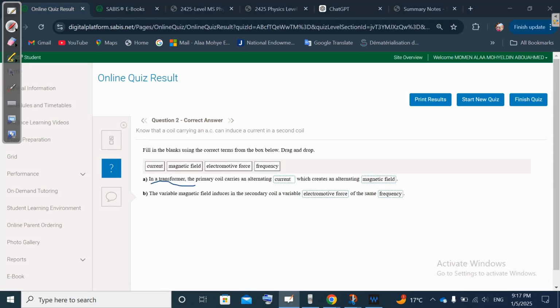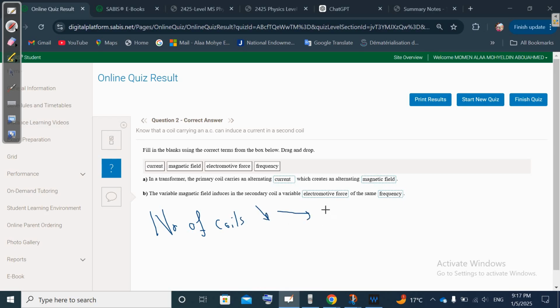In a transformer, the primary coil carries an alternating current. You should know this. Alternating current, which creates an alternating magnetic field. The variable magnetic field induces in the secondary coil a variable electromotive force, which is the EMF of the same frequency. Always, when we have transformers, the frequency is constant.